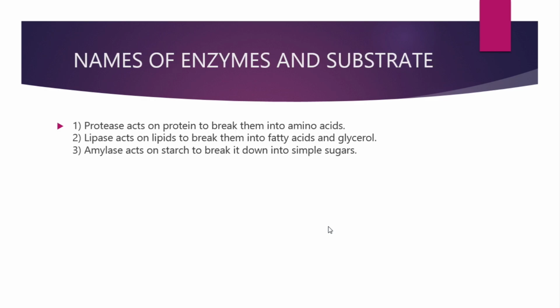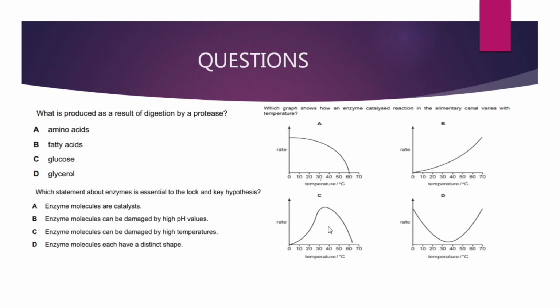So these are some names of enzymes and substrates. Protease acts on protein to break them into amino acids. Lipase acts on lipids to break them into fatty acids and glycerol. So when lipase acts on lipids, they are broken down into three molecules of fatty acids and one molecule of glycerol. Amylase acts on starch to break it down into simple sugars.